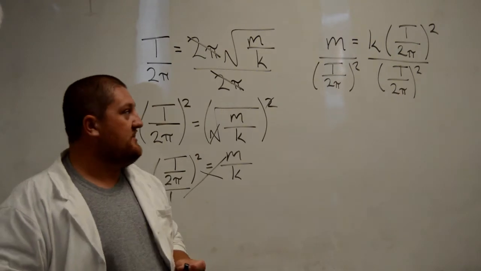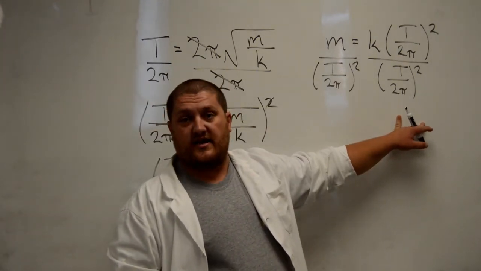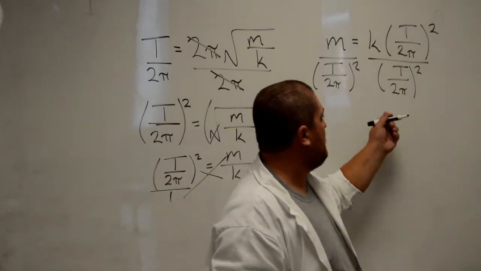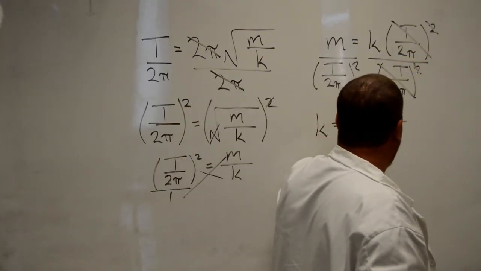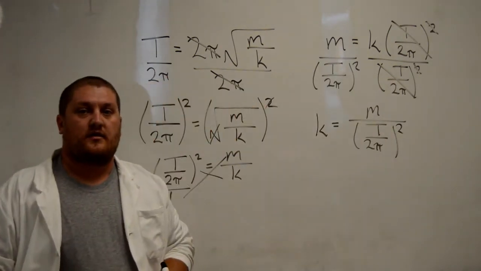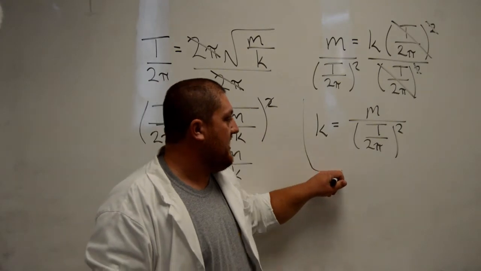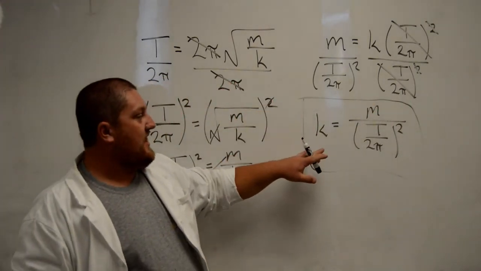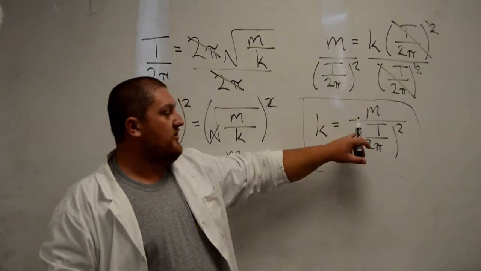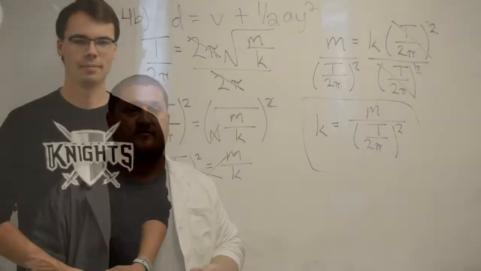I've divided both sides by that term. They cancel out on this side, so I can simplify a little bit. After I've simplified, I have solved for k. This would be the answer. K equals m over the quantity t over 2 pi, all squared.